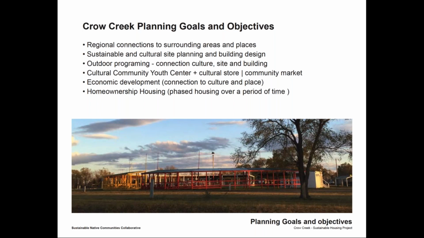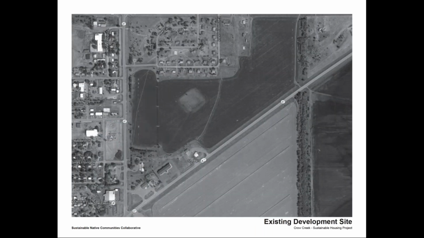The understanding around the part of this program was to also develop a schematic for a youth center or some type of store, community market. So there was an economic development component of this project. And then, of course, home ownership. How are we phasing this over a period of time, knowing that we're not going to build all the housing at once, but what would this phasing process look like?